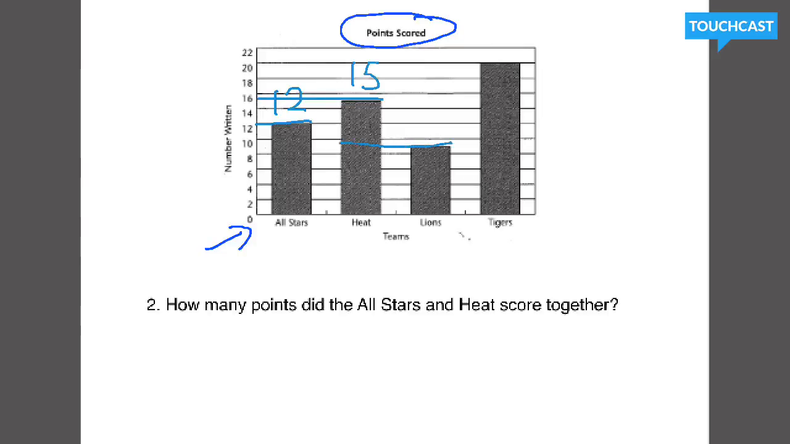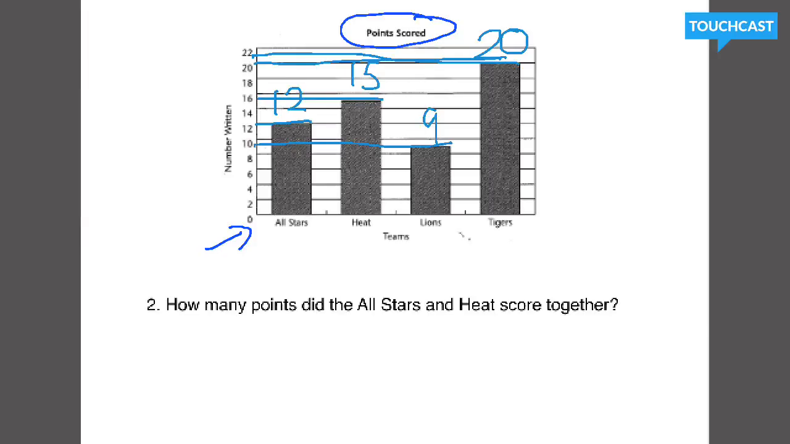Lions is about halfway between 8 and 10. I know my line's not super straight, so we're going to count from 8 to 10. 8, 9, 10, so this one must be 9. And then Tigers, all the way up to 20. That was not a straight line. 20. So you should have 12, 15, 9, and 20.